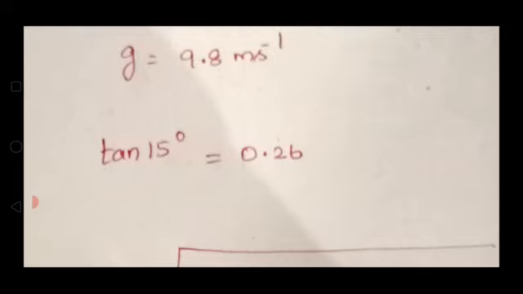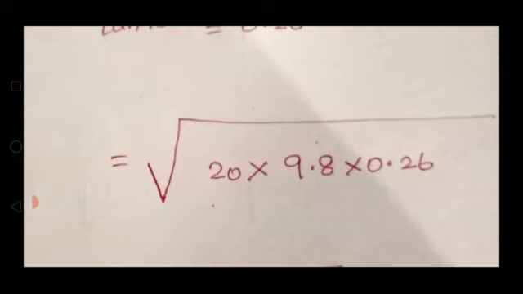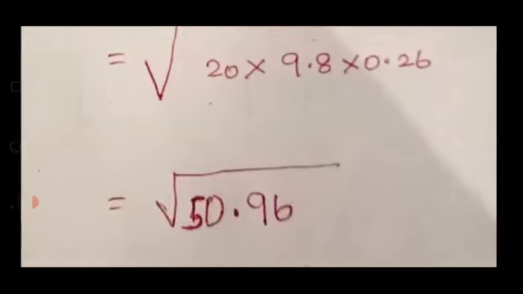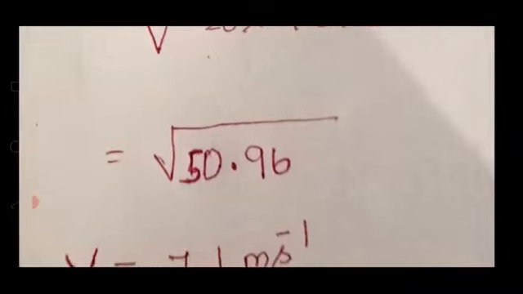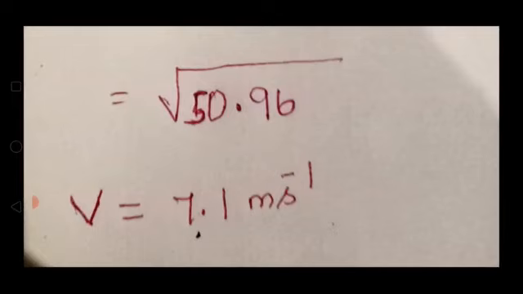You will get 0.26 as the value, and then we are going to substitute that in the formula, that is V is equal to root of R g tan theta. R is 20 and g is 9.8, and tan theta is 0.26. Multiplying, the answer is root of 50.96, and taking the root of 50.96, you will get 7.1 meter per second. So the safe speed for the car on this road is 7.1 meter per second. Understood how you get this one?